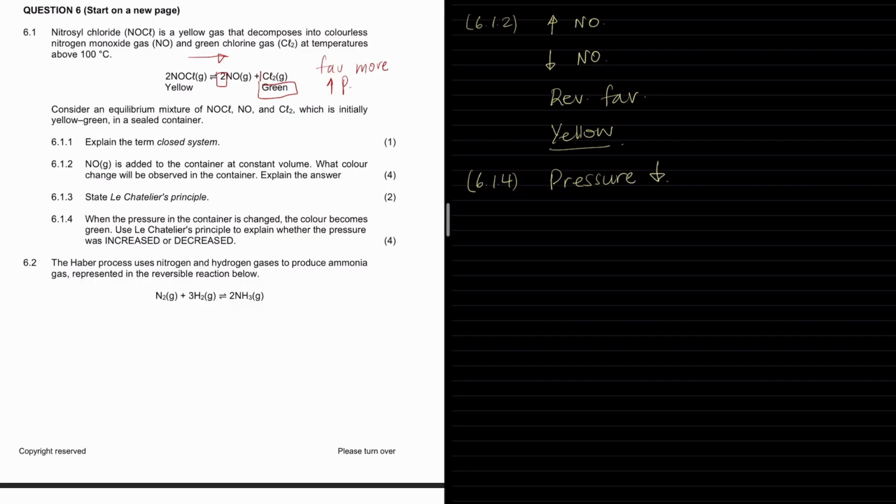Now let's go through it once more. If the pressure decreases, the system will want to increase the pressure. It's going to favor the side with more molecules. That's the forward reaction. So that's why it's going to appear green.